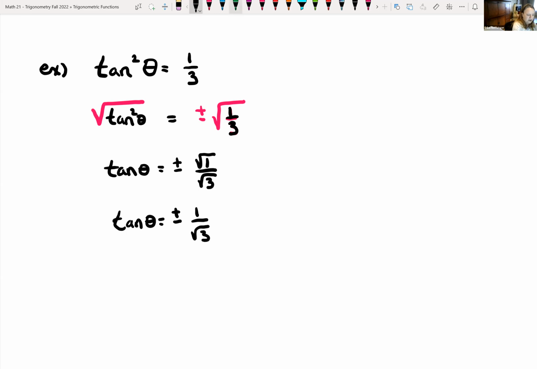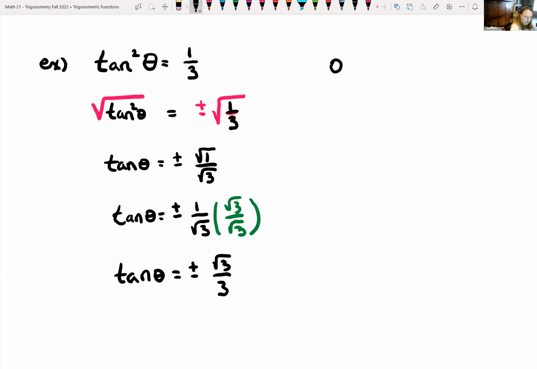Let's rationalize our denominator real quick. And so we can multiply this by root 3 over root 3. So we're looking at when is tangent theta equal to plus or minus root 3 over 3. So thinking about the first quadrant, this is the one that had all the 3s, so I know that was 30 degrees. Tangent of 30 degrees or tangent of pi 6 has the root 3 over 3. So theta for the first quadrant is pi 6.